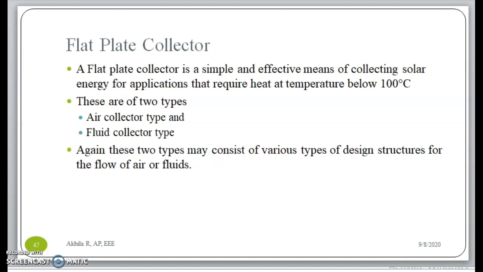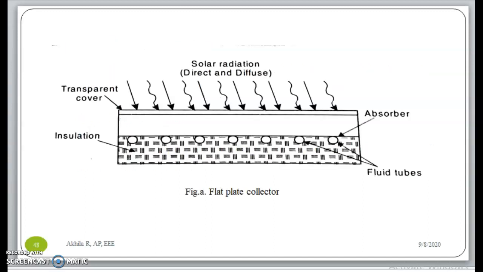So let's see what is a flat plate collector or FPC. It is a simple and effective means of collecting solar energy for applications that require temperature below 100 degrees Celsius. Two types: air collector type and fluid collector type. And you can have two types of design structures, for the control of flow of air and fluids. So let's see a flat plate collector.